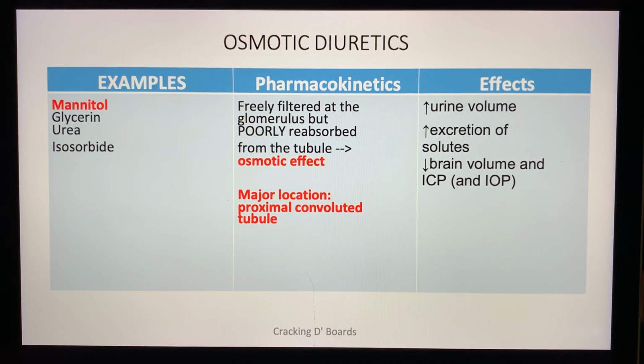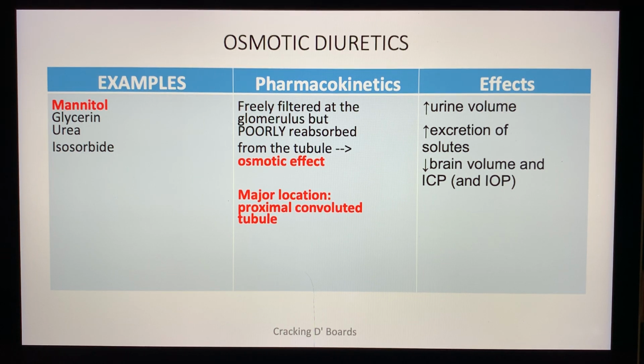So what should we watch out for with mannitol? Take note. One is decrease in your blood pressure. It can cause hypotension. That's why when we give mannitol, there's always a blood pressure precaution. So in a nutshell, memorize mannitol as your prototype osmotic diuretic. Memorize the major location of action, which is the proximal convoluted tubule. And lastly, memorize the decrease in the intracranial pressure.